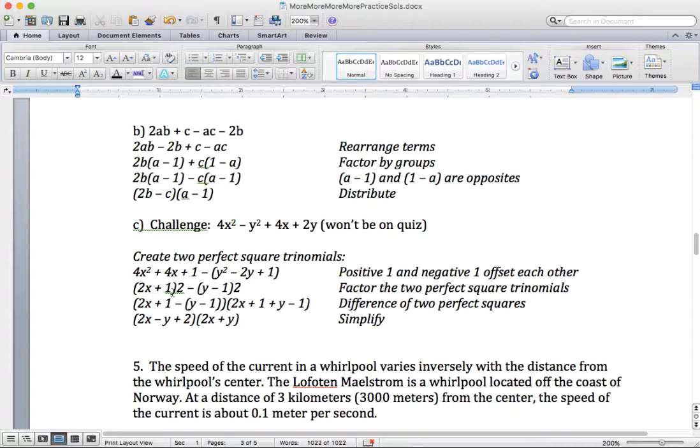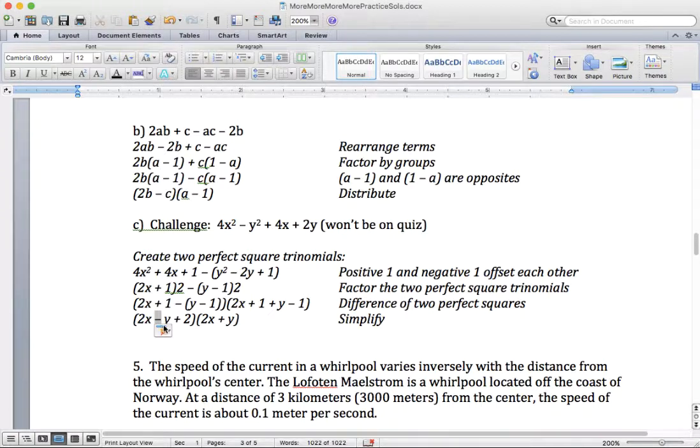So we end up with 2x plus 1, this should be an exponent, so 2x plus 1 squared minus y minus 1 squared. So we have a difference of perfect squares, so if this is a and this is b, we have 2x plus 1 minus y minus 1, times 2x plus 1 plus y minus 1.